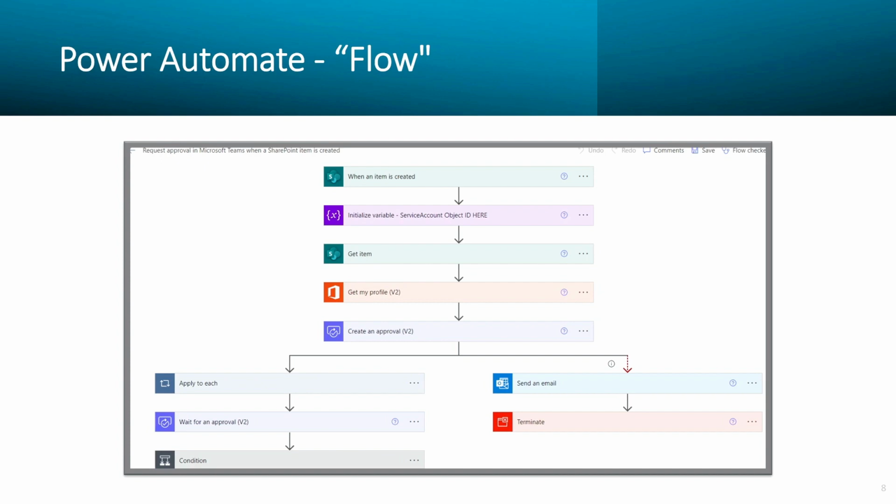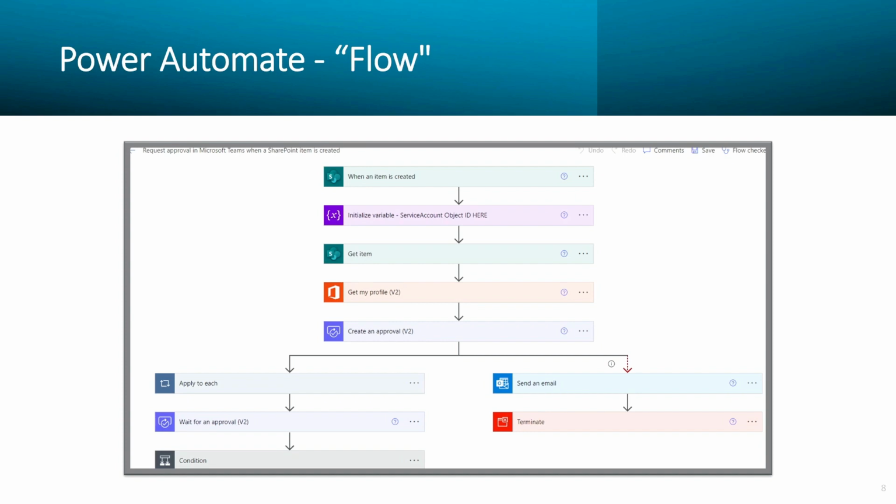Once an item is created, a service account is initialized, and then the item is fetched. The user profile is also acquired for tracking. An approval request is then generated, and if it gets denied, an email notification will be sent to the user and the request will be terminated immediately.